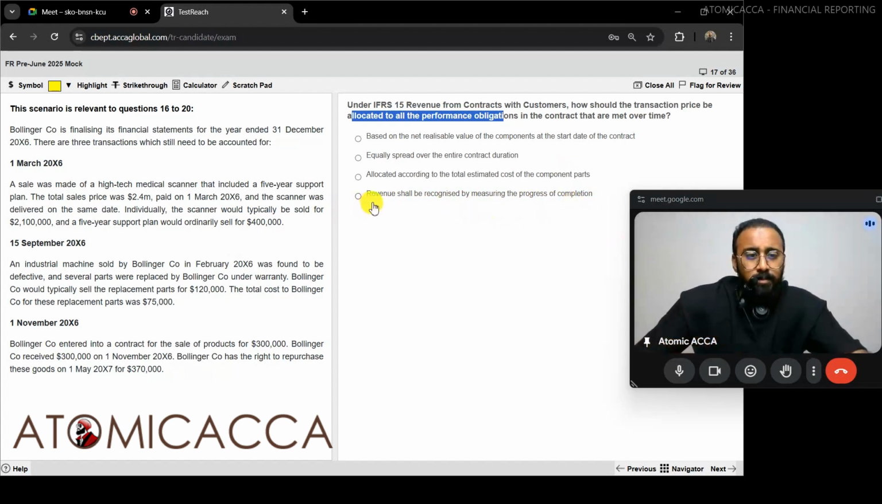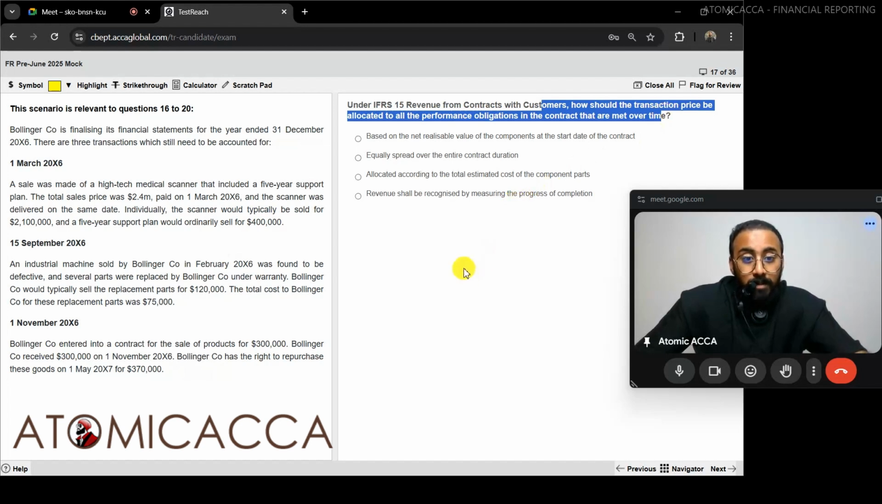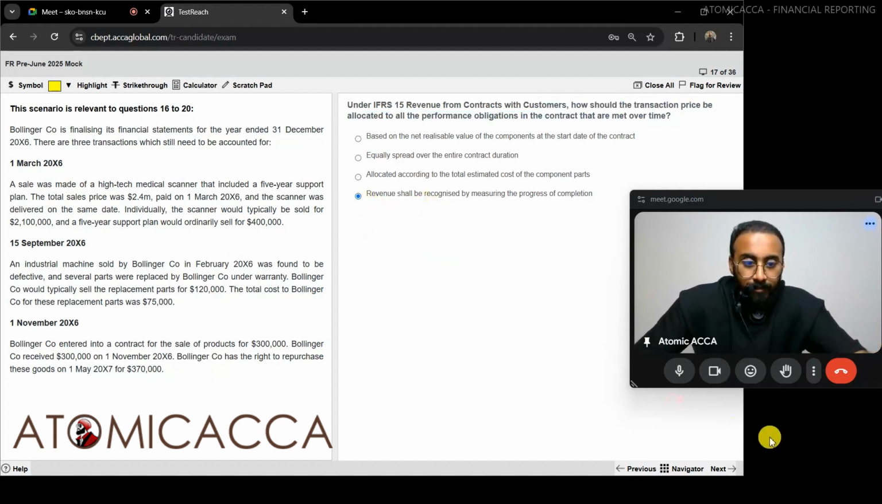Finally, revenue shall be recognized by measuring the progress of the completion percentage. This is by far the most technical term, the thing that you always have to follow with IFRS 15, especially when the things are met over time. You have to see when the work is being completed. Based on the progress completion, you will have to recognize the revenue. So option D is right.